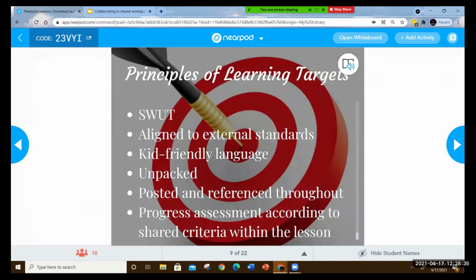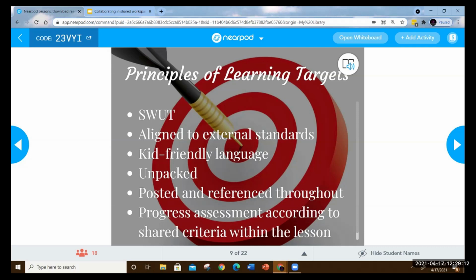So the principles of learning targets. SWUT stands for students will understand that. There are two ways you can write a learning target. You can write an I can statement, or you can write a students will understand that. It really depends on what your target is. You want to make sure that your target is aligned to your external standards. You want to use kid-friendly language. You don't want to make it like a collegiate level textbook. It's not going to fly.